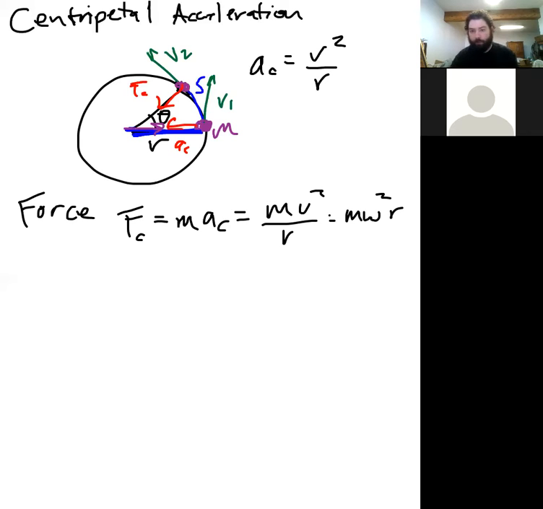So yeah, really that's all you're going to need to know. All this here is all you really need to know for the centripetal force. And then it all comes from this V squared over R equation. So once you have a centripetal acceleration, all you need to do is multiply times the mass, and you'll have the force. So yep, that's centripetal acceleration and force.